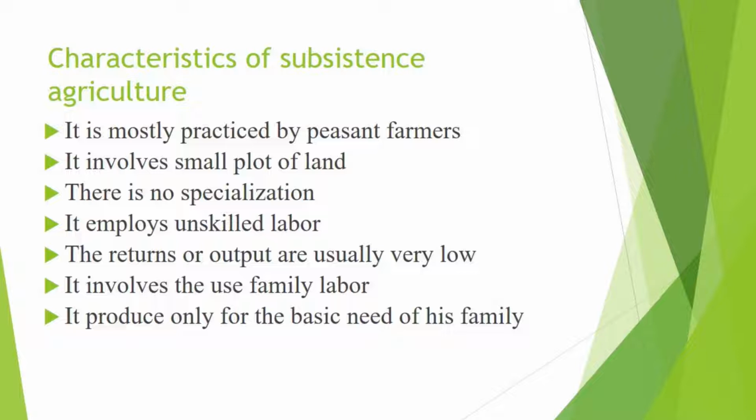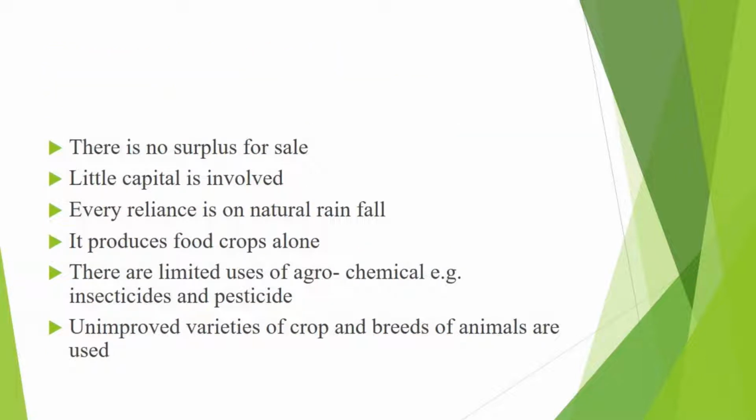Subsistence agriculture is mostly practiced by peasant farmers. Those are the low-class farmers, and it involves a small plot of land. There's no specialization. It employs unskilled labor. The returns or yields are very low. It involves the use of family labor. It only produces for the basic needs of its family. There's no surplus for sale. Little capital is involved, with heavy reliance on natural rainfall.